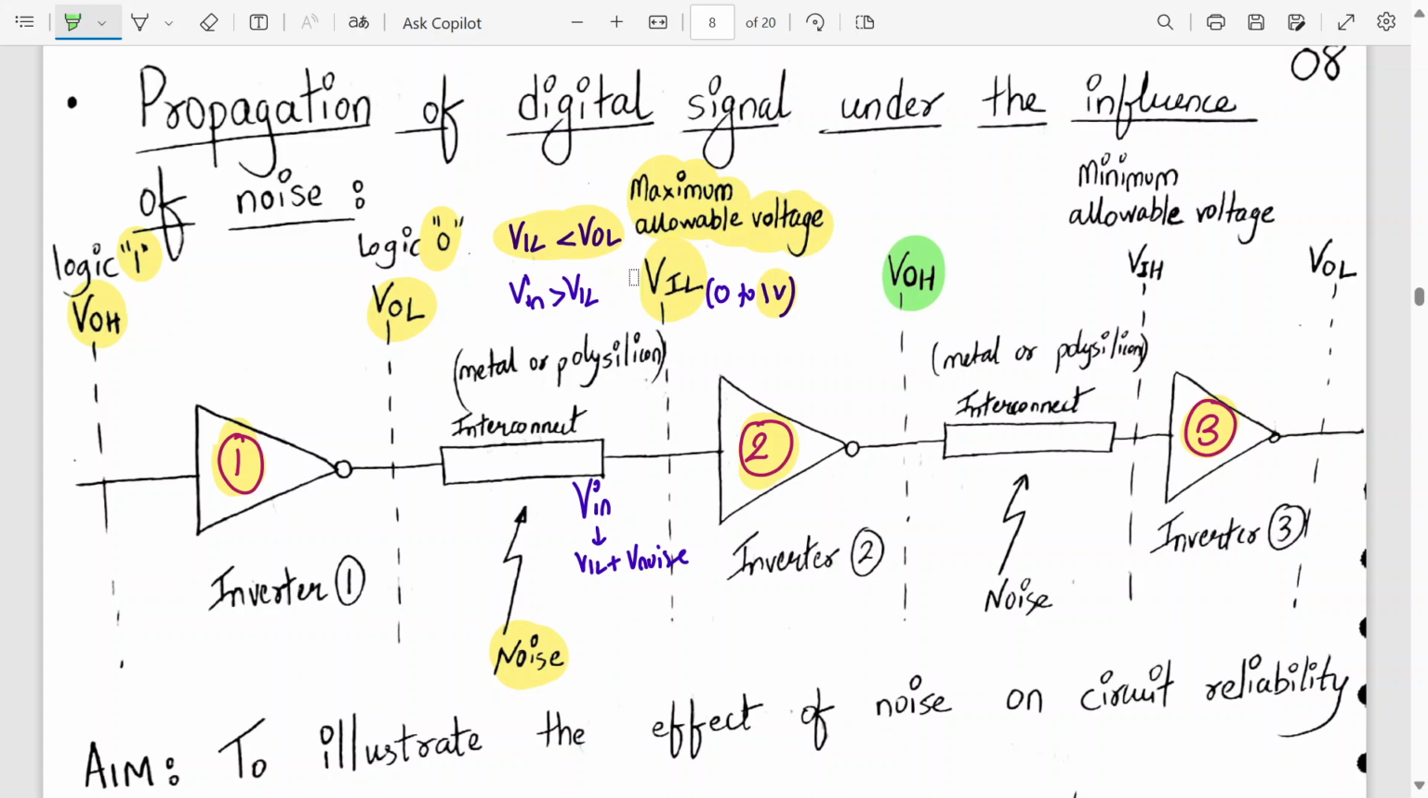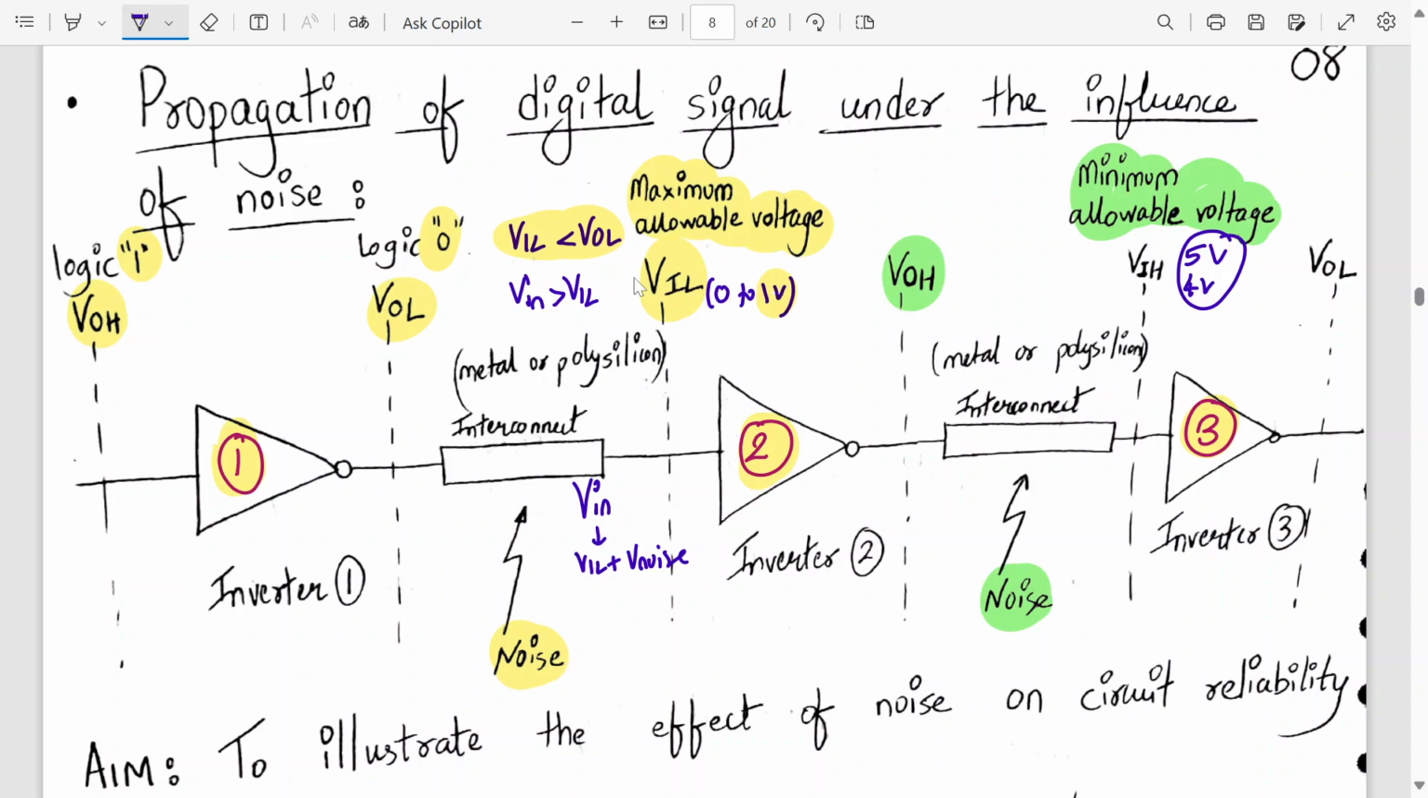Let's see the transition between inverter number 2 and 3. Now, this again can have noise interference in the interconnect also. Yes or no? Now, let's say, what is this? If this is VOH of inverter number 2, what is this? This is VIH of inverter number 3, correct? Minimum allowable. Now we'll understand why it is called a minimum allowable voltage. So this VOH should be such that when transmitted via the interconnect, it should be correctly interpreted as logic 1. Let's say the range of this input is 5 volt to 4 volt. Is that okay?